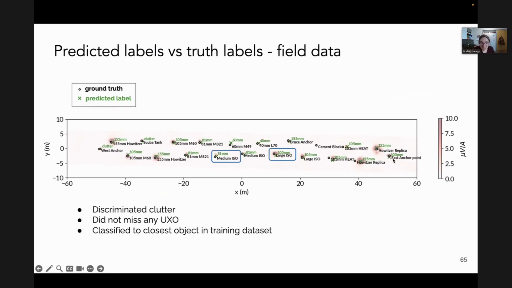So there still are some pieces where there's room for improvement. So this east anchor, for example, was not quite classified correctly. But overall, we're pretty pleased with this as a proof of concept to be able to say, okay, can I use a neural network to perform classifications from EM data?